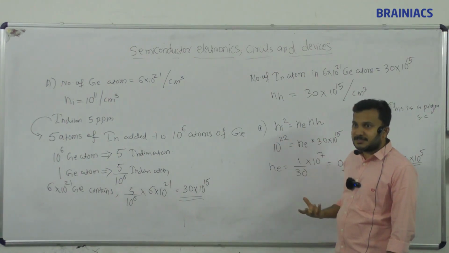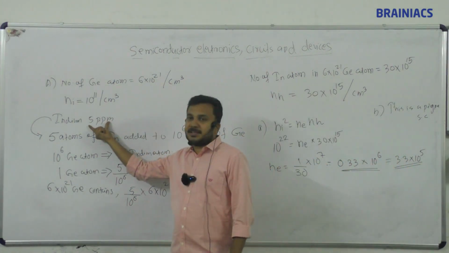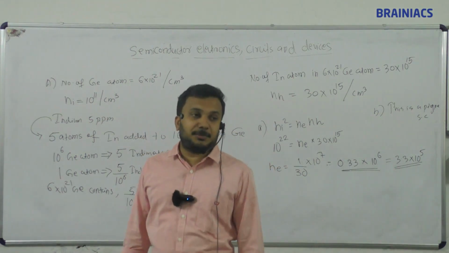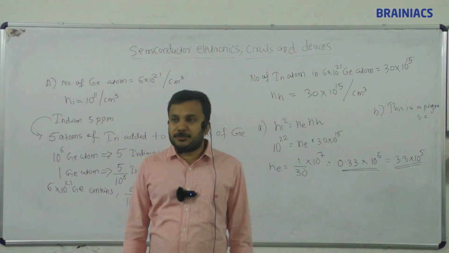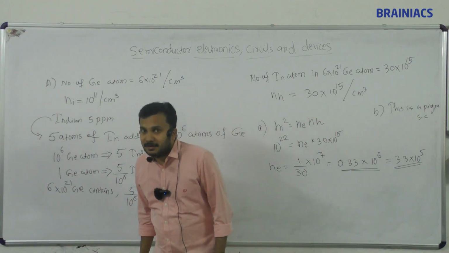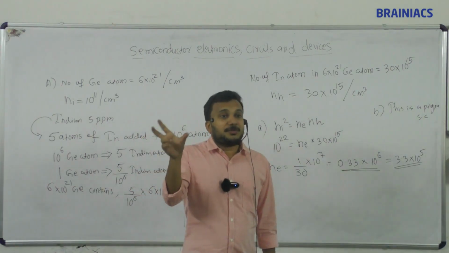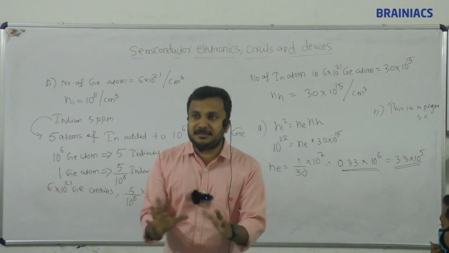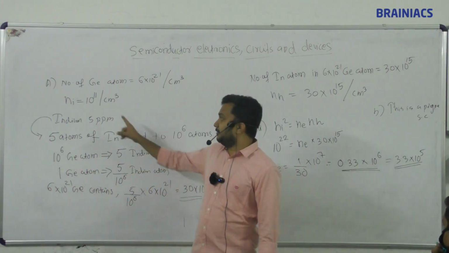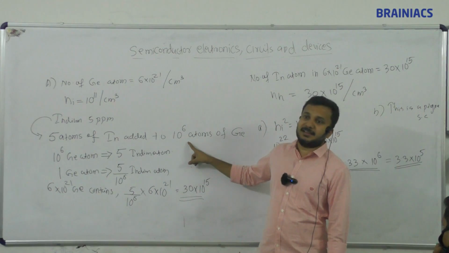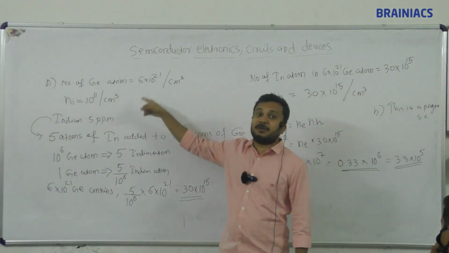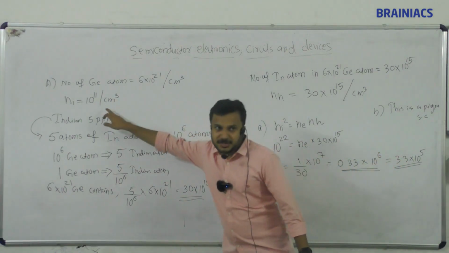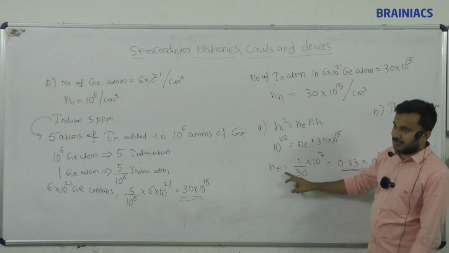So the only difference is that here the concentration will be given in 5 parts per million units. But in the previous question, what was given? Number of phosphorus. Number of phosphorus value is given, but that value is for the complete silicon. But here it's not like that. The 5 is only for 10 power 6 atoms. So for this many atoms we have to find how many holes will be there. Then intrinsic concentration I know, holes I know, I find out electron concentration.